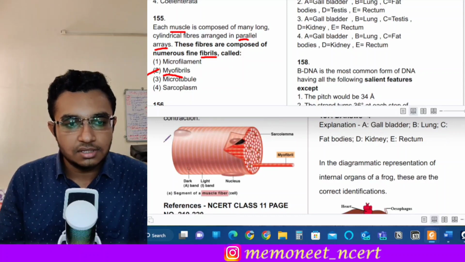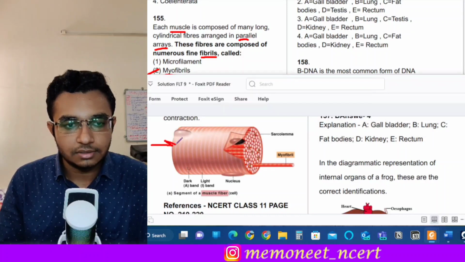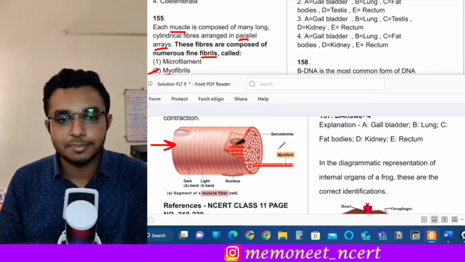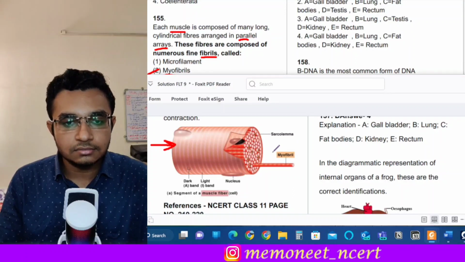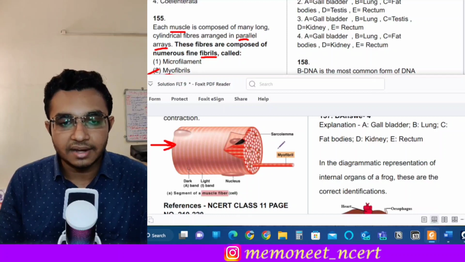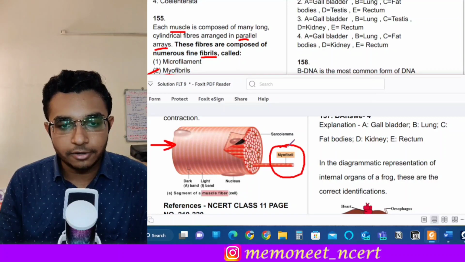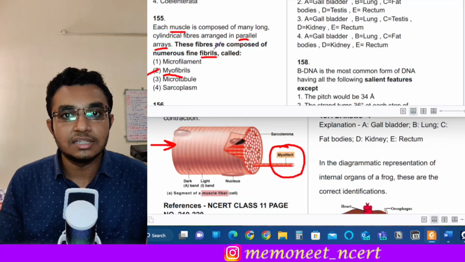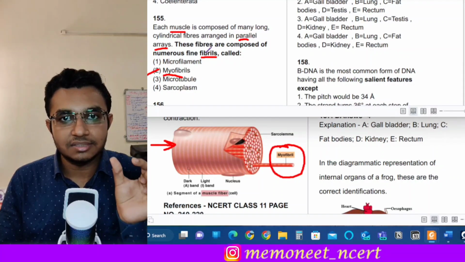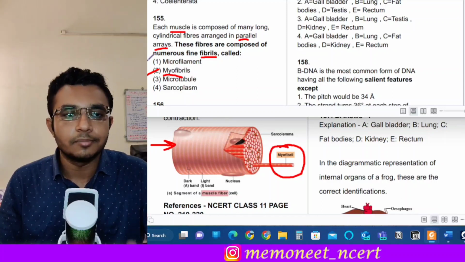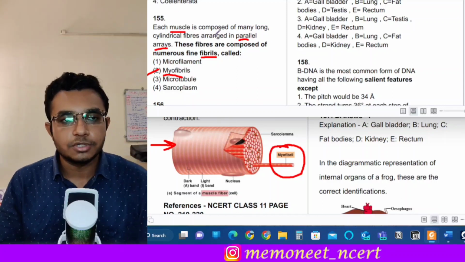So if you can see here, this is the complete muscle, okay, and it contains many muscle fibers arranged in a cylindrical manner. Okay, they are arranged parallelly and they are composed of numerous fine fibrils, and these fibrils are called myofibril. And remember, in terms of muscle, the characteristic prefix is myo. So myo stands for muscle. So here the correct answer will be option 2.